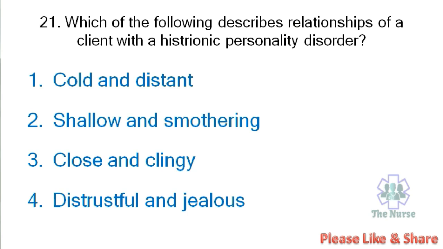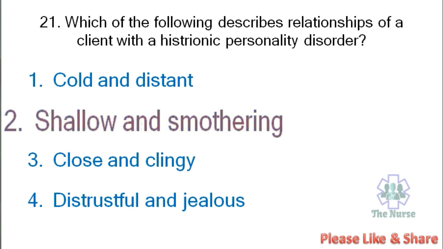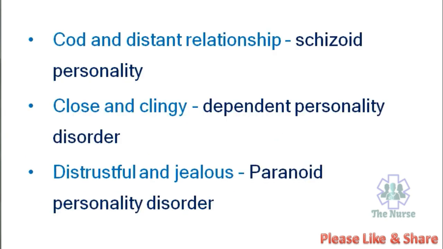Next question. Which of the following describes the relationship of a client with histrionic personality disorder? Cold and distant, shallow and smothering, close and clingy, distrustful and jealous. Correct answer is shallow and smothering. Cold and distant relationship is maintained by schizoid personality, close and clingy behavior is shown by dependent personality disorder, distrustful and jealous behavior patterns are shown by paranoid personality disorder.